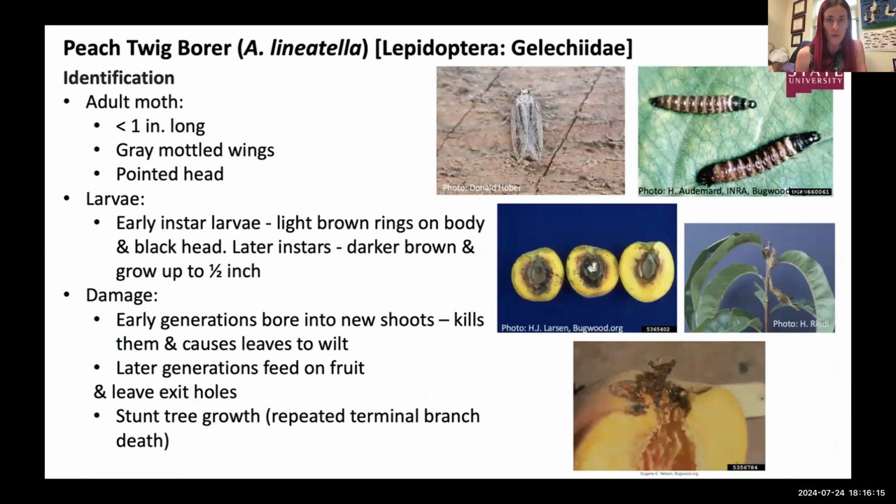They have light brown rings on their body and a dark head, and then the later instars get darker from that. The damage, the early generations, they bore into new shoots and kill them and cause the leaves to wilt, as in this picture in the middle right. And later generations of them will feed on the fruits. It's kind of like they're feeding on two different parts, which can be frustrating. And when you have large infestations of these, it can actually stunt tree growth. This is because of the repeated terminal branch death.